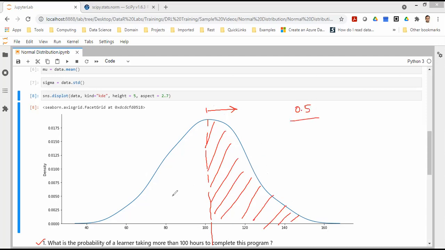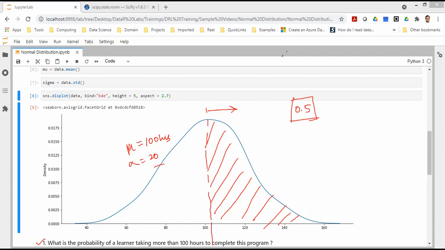The reason being very simple: the total area under the normal curve is 1, and the mean of this normal curve is 100 hours. The standard deviation is 20 hours. And the question says, what is the area beyond 100 hours? What is the area under this normal distribution beyond 100 hours? Which means approximately half the area, which stands as 0.5.